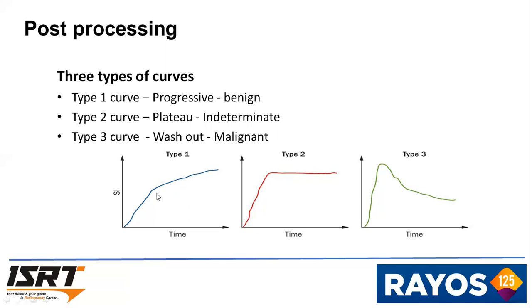The type 1 curve, that is the progressive enhancement, is an indication for a benign lesion. The type 2 curve, the rapid increase in the first 1 or 2 phases and a plateau is formed. This is the type 2 curve. This is an indication of an indeterminate type lesion. We cannot say the lesion is benign or malignant for the time being. For the third type, we can see rapid enhancement and rapid fall off. This is an indication of a malignant lesion. That is, type 1 curve is for benign lesion, type 2 is for indeterminate type lesion, type 3 is for malignant lesion.